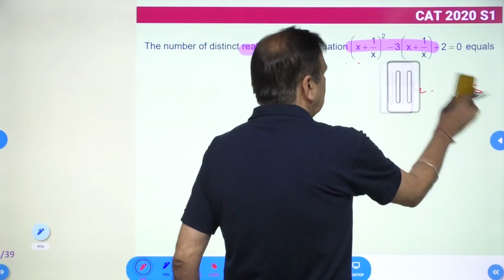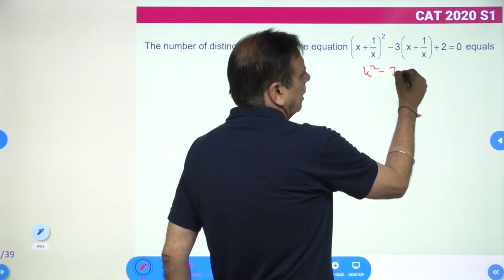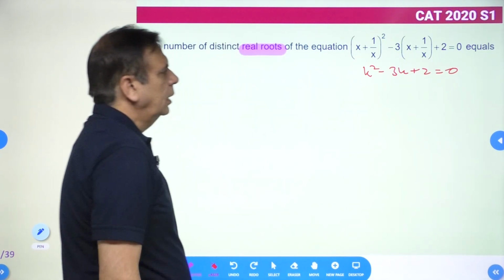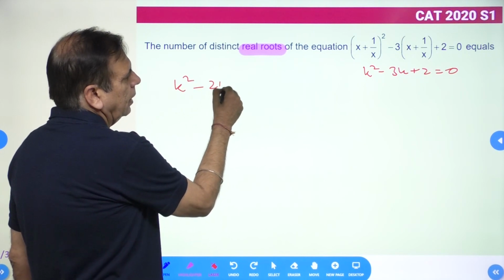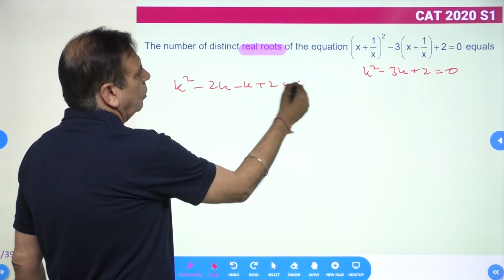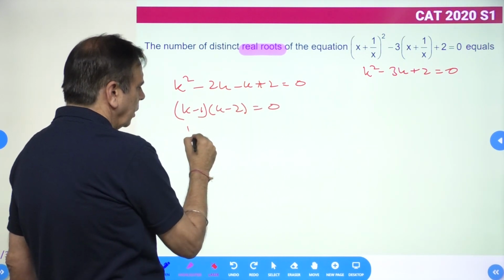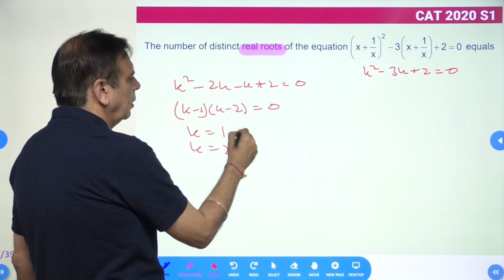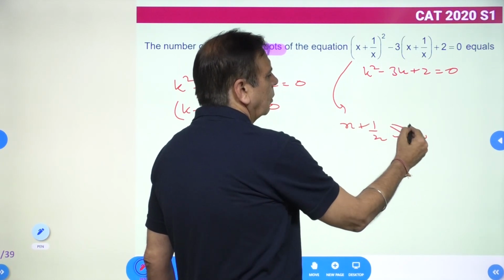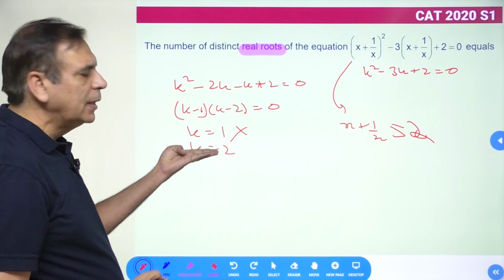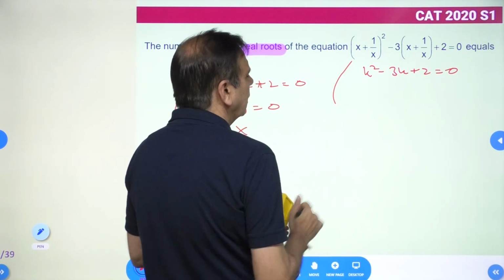Okay, chalo. So if I am taking this as k square minus 3k plus 2 equal to 0. Okay, so what does it become? Okay, k square minus 2k minus k plus 2 equal to 0. So that becomes k minus 1 into k minus 2 equal to 0. So k can be equal to 1 or k can be equal to 2. Galat. Why? Because x plus 1 by x has to be greater than or equal to 2. That means k has to be, minimum value of k will be 2. So if k is going to be 2, which means x plus 1 by x is equal to 2.